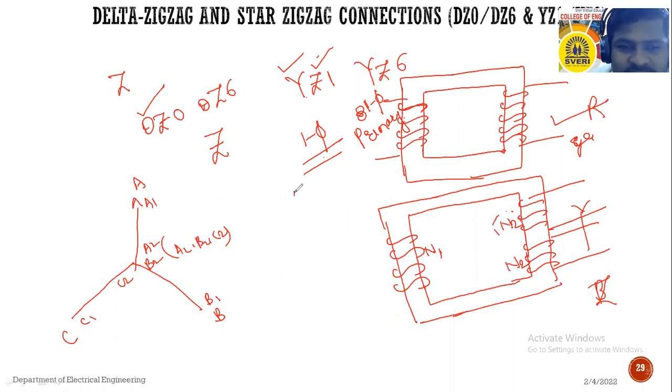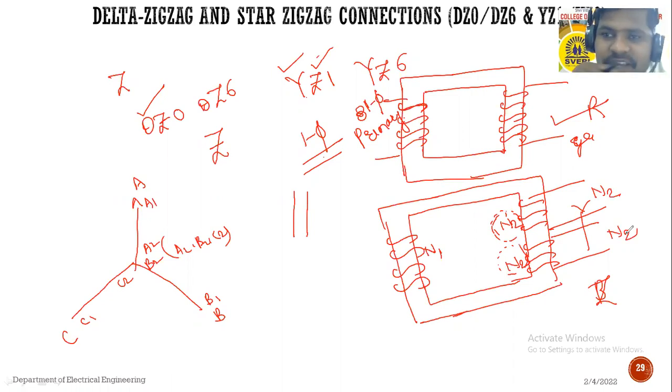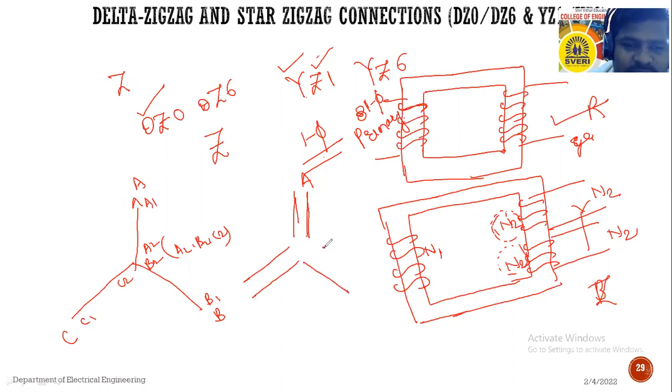Suppose one winding produces a voltage of this magnitude, another winding produces a voltage of this magnitude also. OK, so the same phasor magnitude will produce a voltage because the number of turns on each winding is the same, n2 turns. So it will produce the same voltage. That means suppose this is A phase having two windings, it produces two voltages. Similarly B phase and C phase also produce two voltages. So this is B phase and this is C phase.